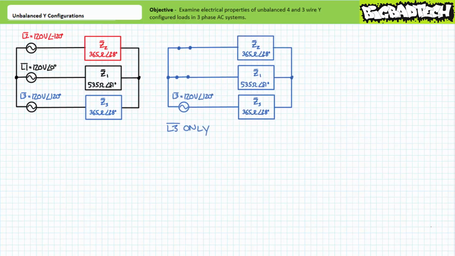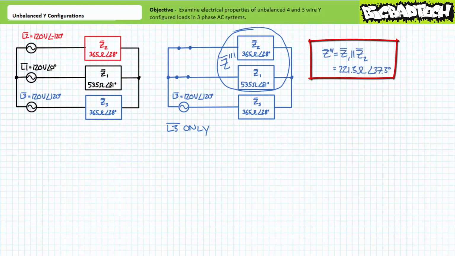Finally, to analyze this system from the perspective of only source L3, we remove sources L1 and L2 by substituting in short circuits or low impedance paths. These modifications have fundamentally changed the nature of our original circuit. It appears as if Z2 is in parallel with Z1, our odd impedance, a simplification I'm calling Z triple prime. The parallel combination of Z1 and Z2 presents a combined impedance of 221.3 ohms at an angle of 37.3 degrees.